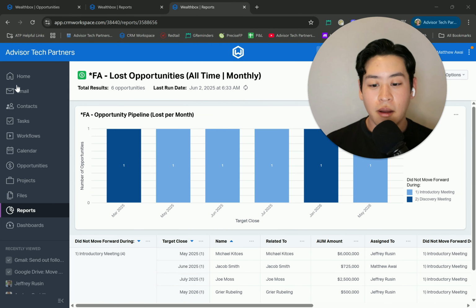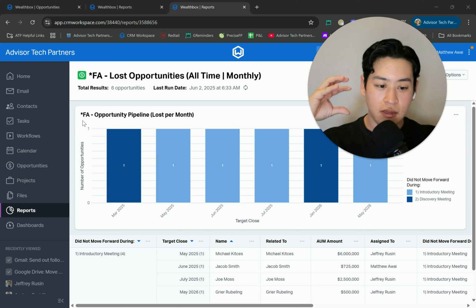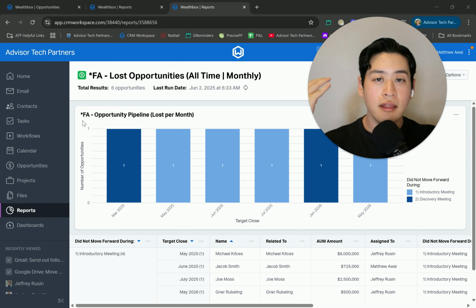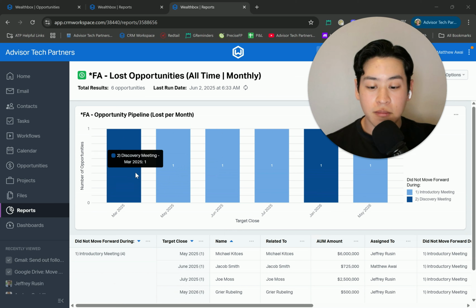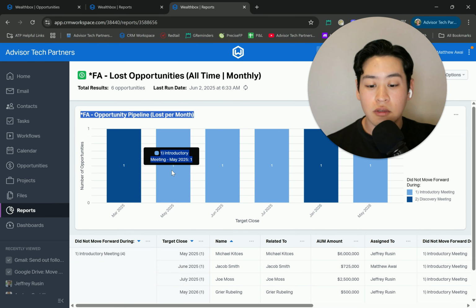All right, so we are on our other opportunity here, and essentially this one is going to be more geared towards any of the opportunities that were lost. So now we're targeting specific stages within the opportunities tab to report on. So you'll see here, there should be no other opportunity other than the ones that were actually closed lost.